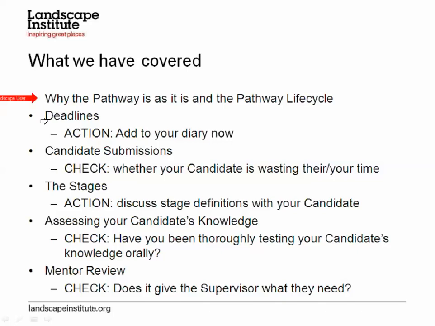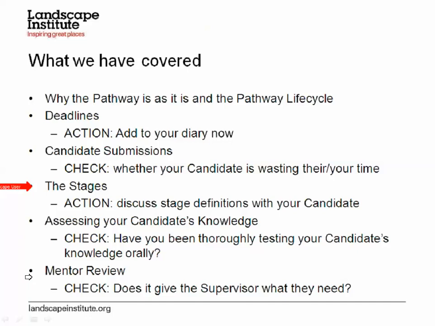But what I've covered today is what the pathway is and the pathway life cycle. We've also talked about deadlines, and I'm very much hoping that you'll be adding those to your diary now. We've talked about candidate submissions, and really it comes down to when your candidate is submitting a vast amount of text, are they actually wasting not just their time but your time as well, because they're asking you to read this. And if they don't need to be including all that detail about what it was they did, when what is important is what they learned from it, then that's something to discuss with your mentor.